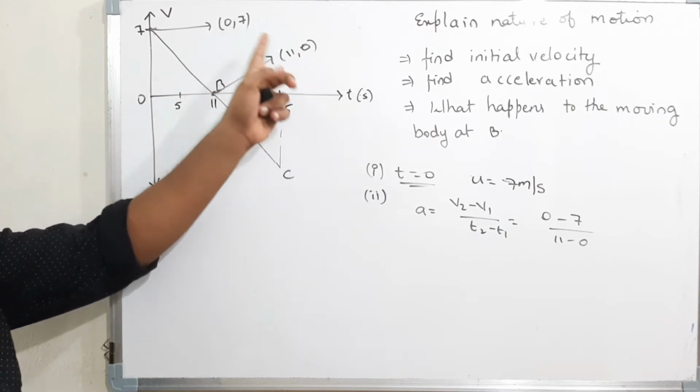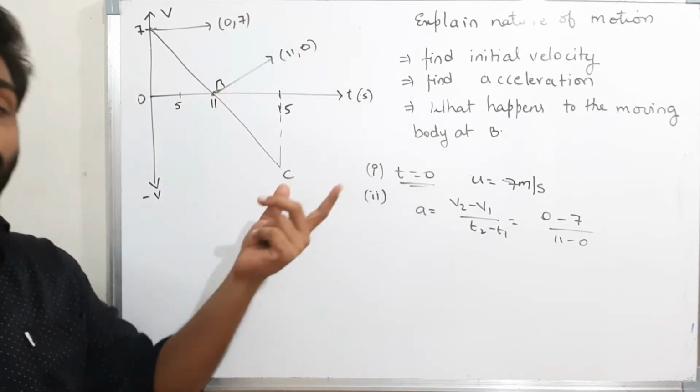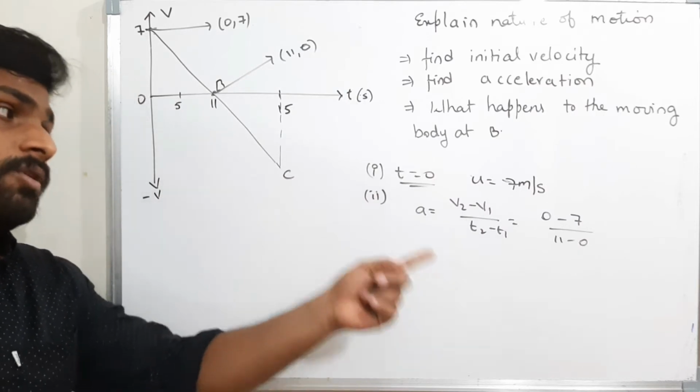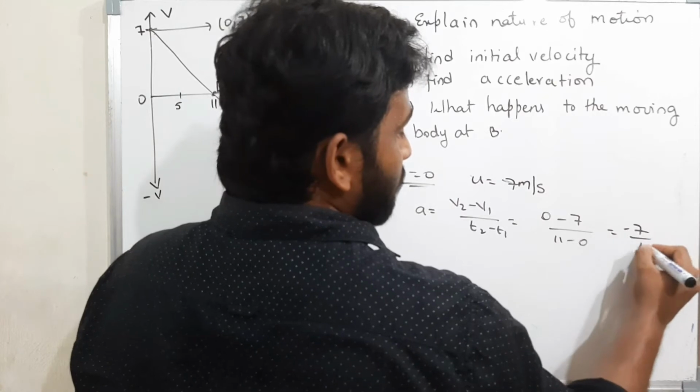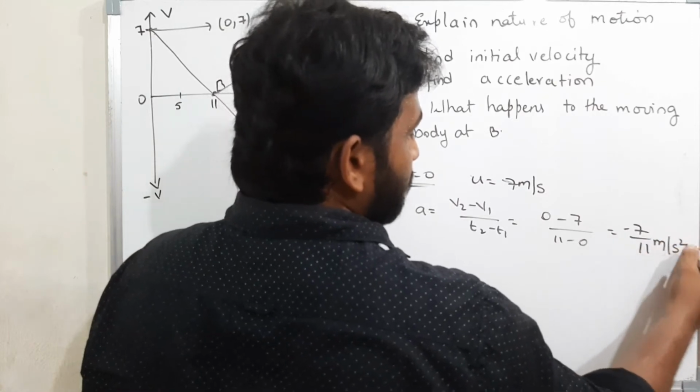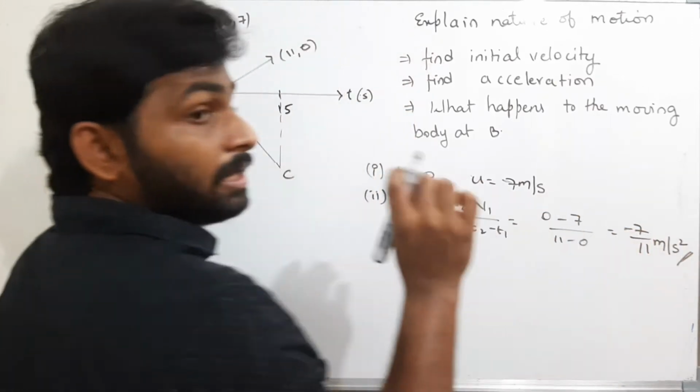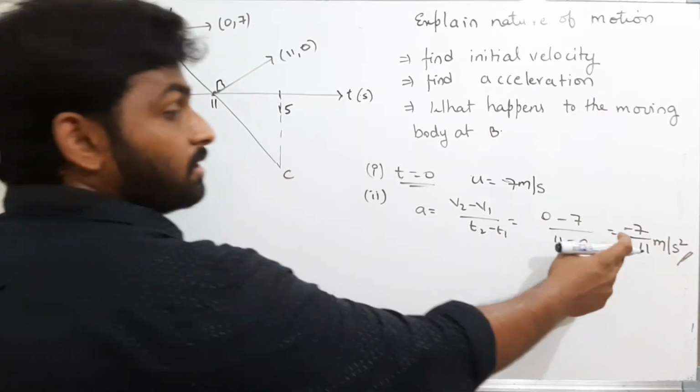By using two coordinates, I am finding the slope. What is slope? (y2 minus y1) by (x2 minus x1). The same formula I am using. Now I got the acceleration as minus 7 by 11 meters per second squared. Minus means retardation. Minus acceleration, yes, here.